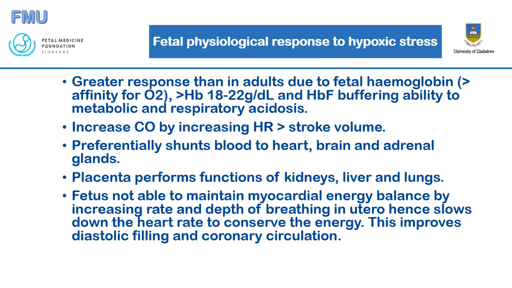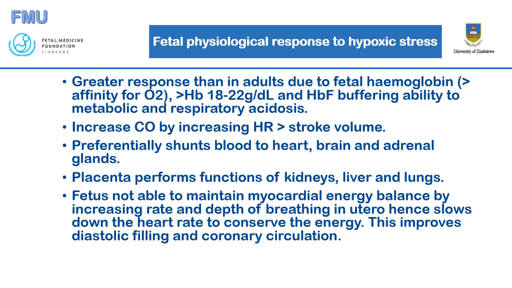The other thing that we need to understand is the fetal physiological response to hypoxic stress. The fetus normally has a greater response than adults due to fetal hemoglobin, which has a higher affinity for O2. Normally the Hb is between 18 to 22 grams per deciliter for the fetus. And fetal hemoglobin has a buffering ability for both metabolic and respiratory acidosis.